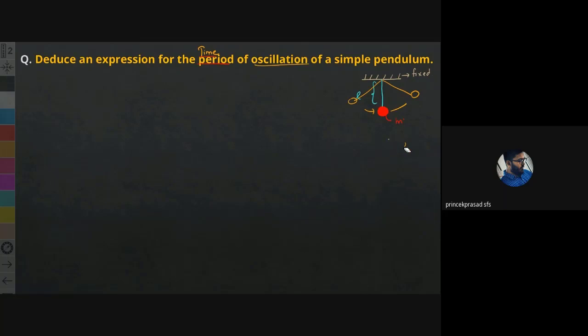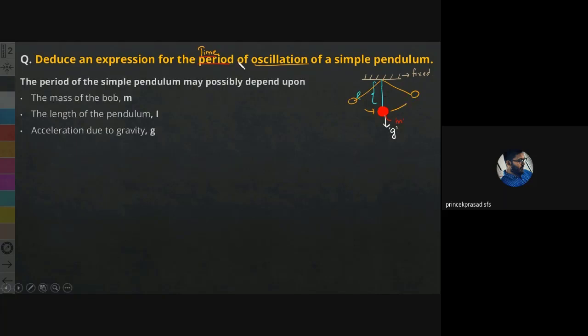Now here, how many factors are there? Whenever you have an object hanging in this fashion, there is a force acting on it. Which force? There will always be gravitational force acting on it. So we can see how many terms control this time period: the length of the string, the mass of the bob, as well as gravitation. No other factors are controlling this oscillation. So you can right away assume the time period of the simple pendulum may possibly depend on mass, length, and g. Write down.